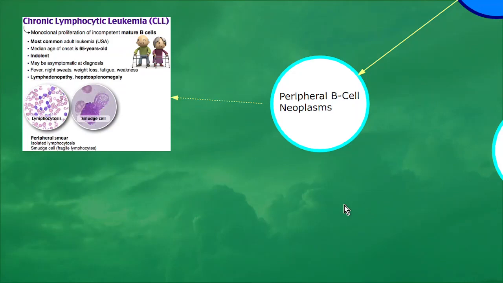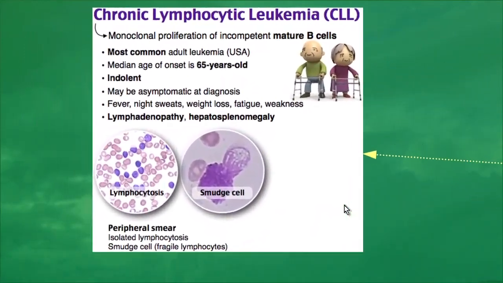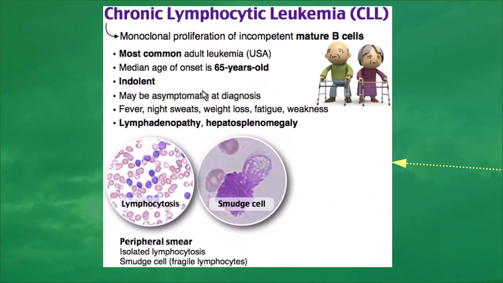Okay, the first one we are going to look at is CLL. CLL is probably the most common lymphoma in the Western world. Mostly CLL patients will present with no symptoms many times, or sometimes some weakness, weight loss, etc. And only on peripheral blood examination you will find some changes, that is increased WBC count. Some of them have lymphadenopathy, hepatosplenomegaly. This is the presentation.